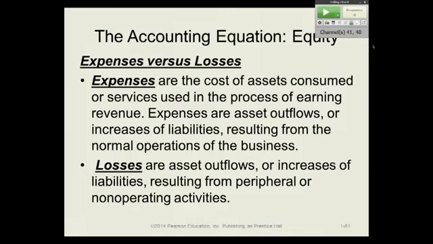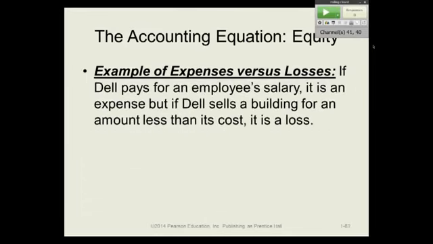So again, using Dell Computer, if Dell pays an employee's salary, that's part of normal business operations. If they sell a building for less than they paid for it, they've got a loss. So just like if you bought a car for $10,000, you sell it for $6,000, you got a loss of $4,000. If you sell something for under the cost or the amount you paid, you've got a loss. So again, the expenses are normal operations and losses are outside of normal operations.